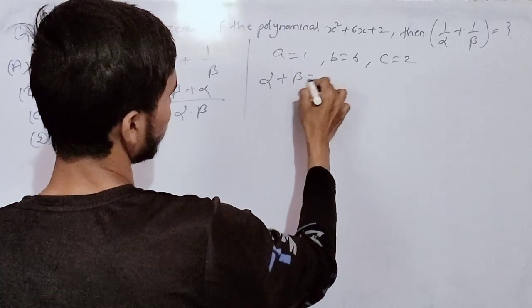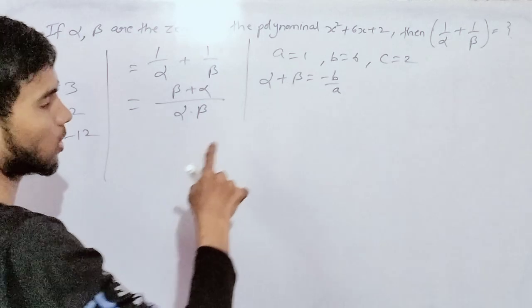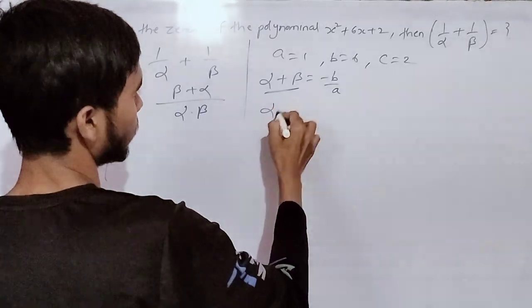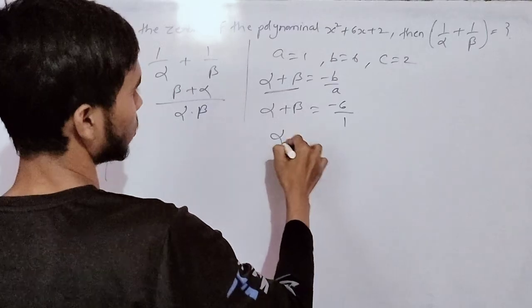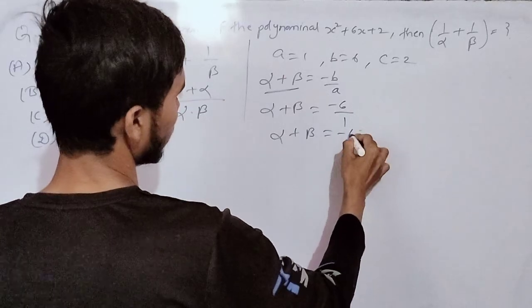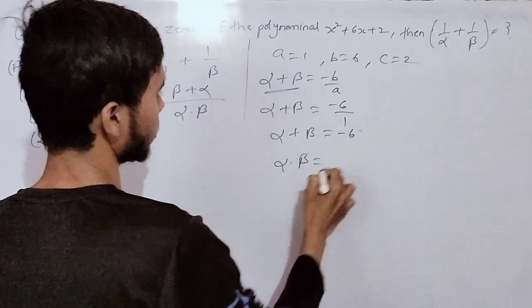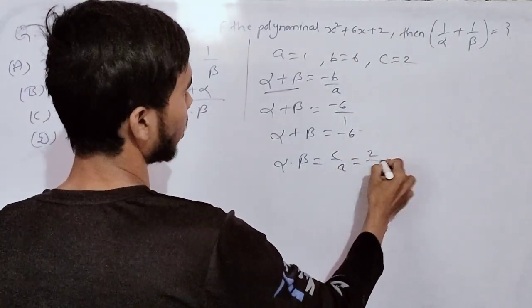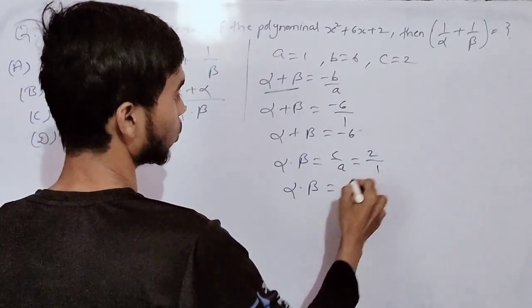Now, what will happen? Sum of this is what? Minus B upon A. Remember this. So the value of this would be how much? -6 upon 1, so this is minus 6. Clear? Now what is this? C upon A. C is how much? 2 upon 1. So finally we cancel 2.